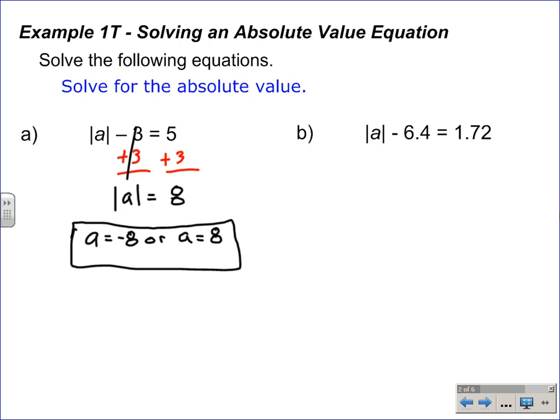In example B, really not much different, just using decimals, and we're still going to use the addition property of equality. We're going to add 6.4 to each side. The minus 6.4 and the plus 6.4 go away on the left, leaving us with the absolute value of a is equal to, when we add on this side, 8.12. So that yields a being equal to 8.12 or a being equal to -8.12.